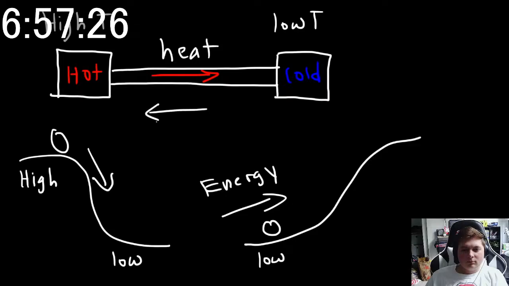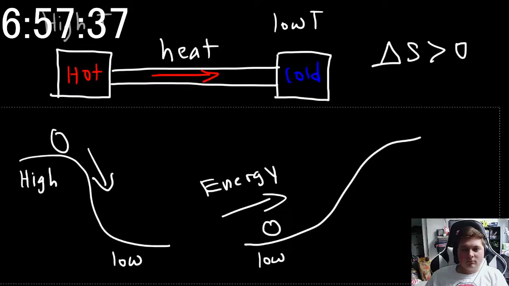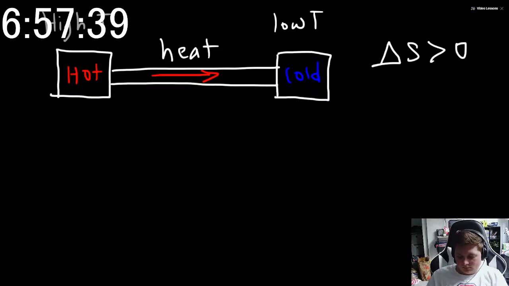Now, you could make it happen. You can pump heat to warm up a certain environment. Heat pumps do that. However, it costs energy to do so. Now, as heat flows from hot to cold, this is a spontaneous process. And for a spontaneous process, the entropy increases. It's going to be greater than zero. And that's another statement of the second law of thermodynamics. For natural processes, the change in entropy will be greater than zero.